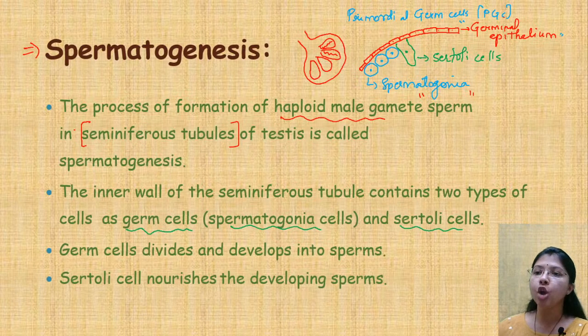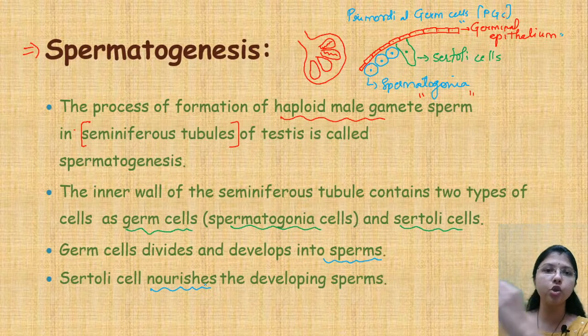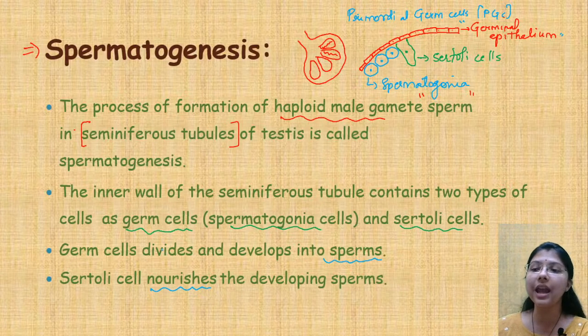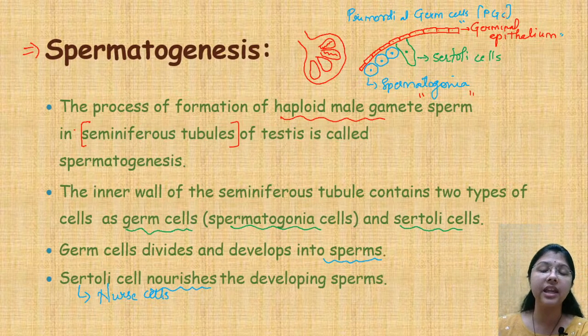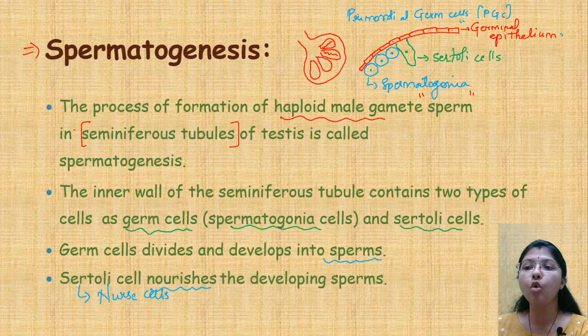So the germ cells, these spermatogonia cells, are going to divide and develop into sperms, whereas the Sertoli cells are going to provide nourishment to the developing sperms. Whatever sperms are formed or developed inside the seminiferous tubules will be nourished by these Sertoli cells, and as a result, the Sertoli cells are also called the nurse cells. In a hospital, what does a nurse do? They take extra care apart from the medications and all that is given by the doctors. So the same thing happens here. The Sertoli cells provide extra nourishment to the developing sperms, and as a result they are also called the nurse cells.